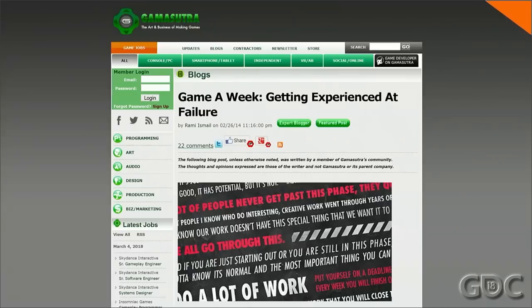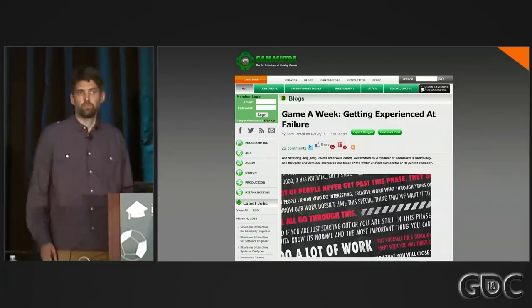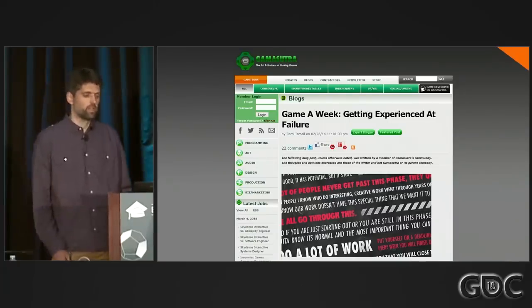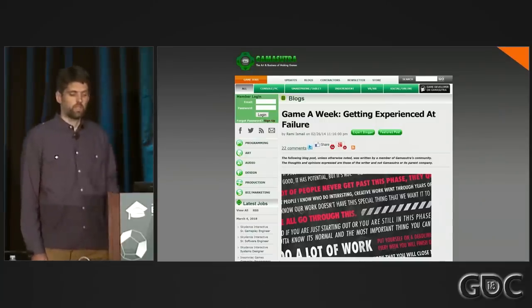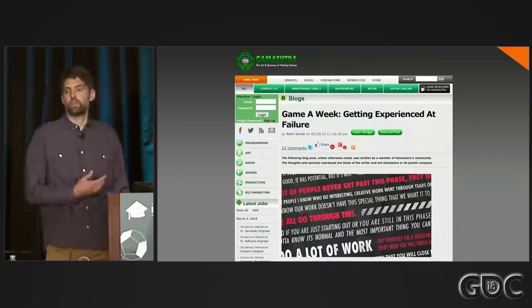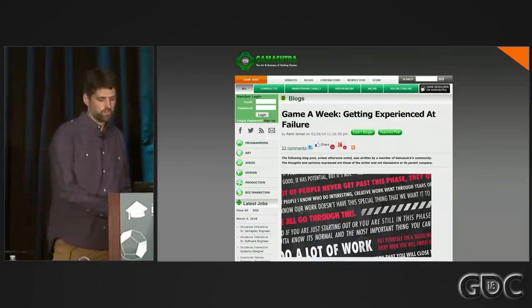More recently, there have been a few popular articles and talks about Game a Week as a strategy for budding indie game developers. So for example, Rami Ismail, who co-owns the Dutch studio Vlambeer, famously wrote about Game a Week in 2014. You can find that article on Gamasutra.